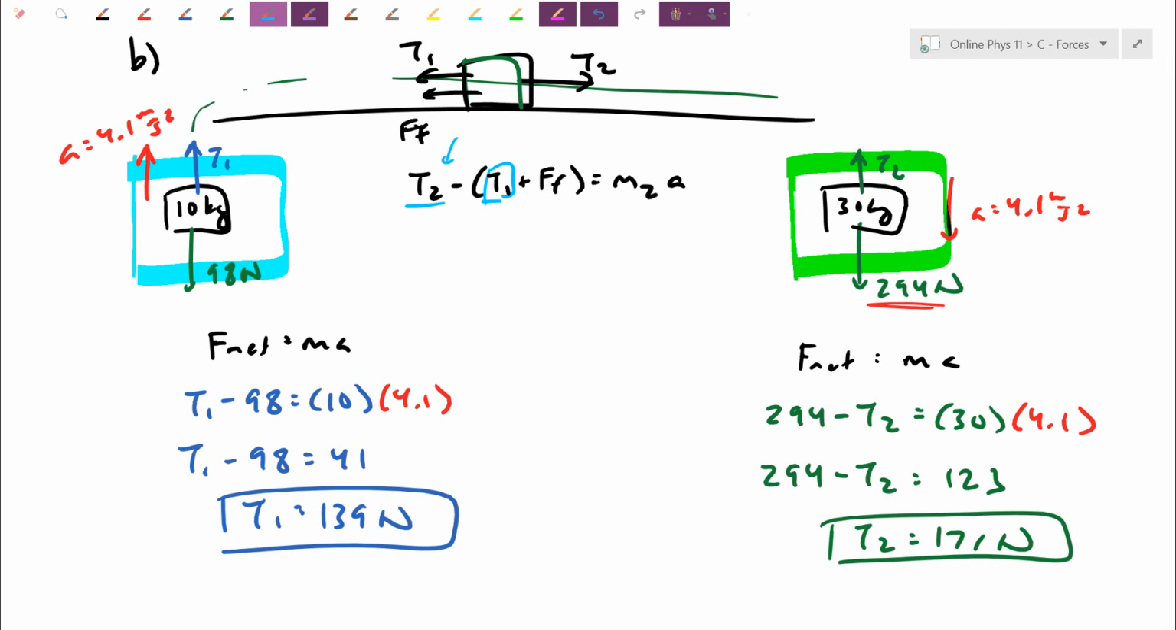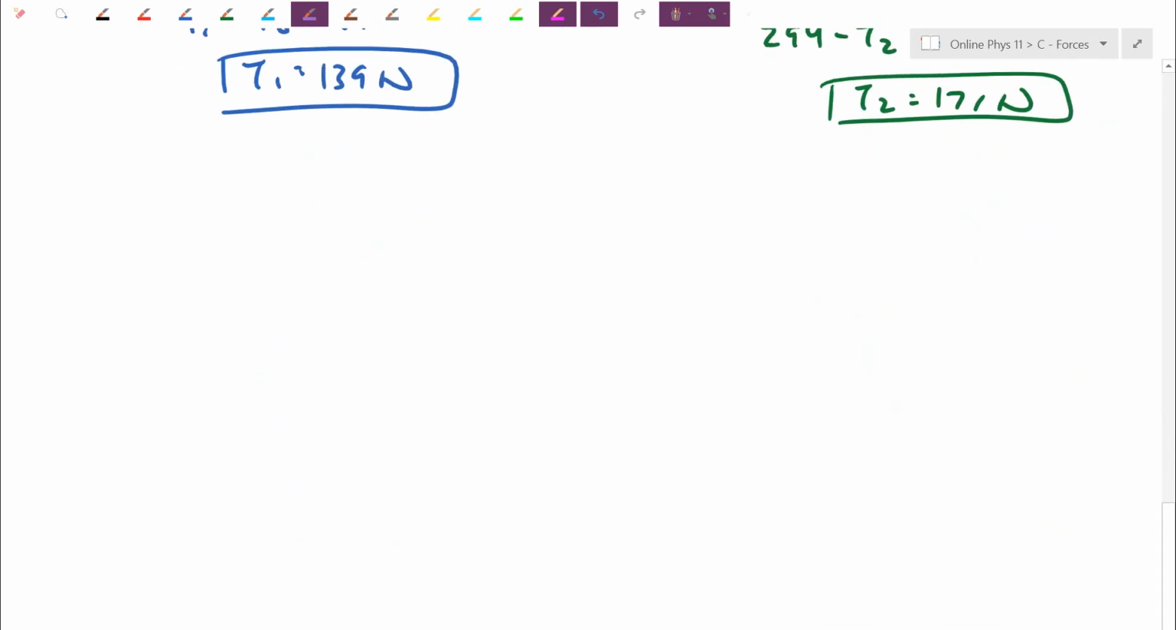We study the entire system altogether, find the overall acceleration, and then we apply Newton's second law just to the individual parts by itself.